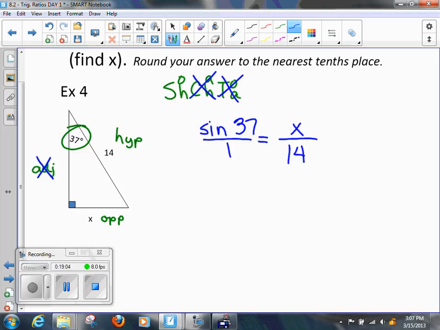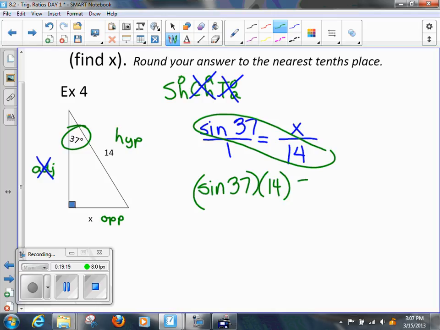Do I have a proportion? Can I cross multiply this and solve? I sure can. Check this out. Sine of 37 times 14 is equal to x times 1.